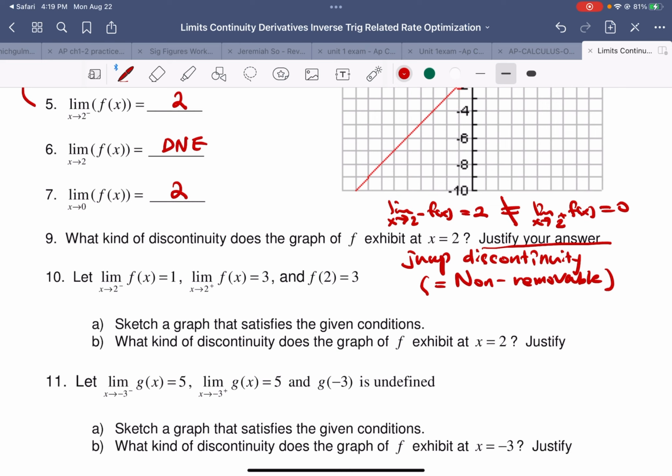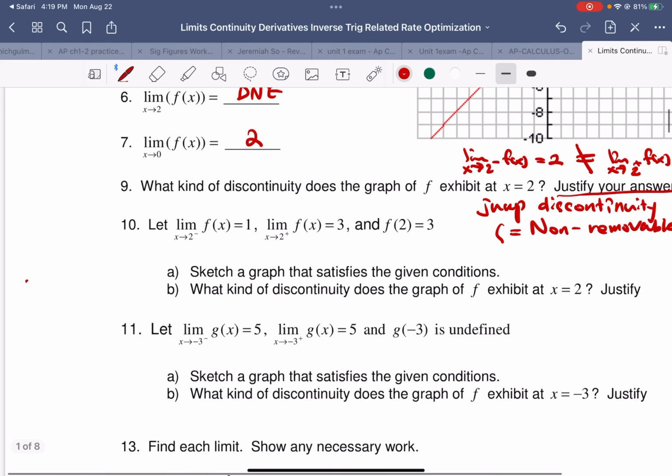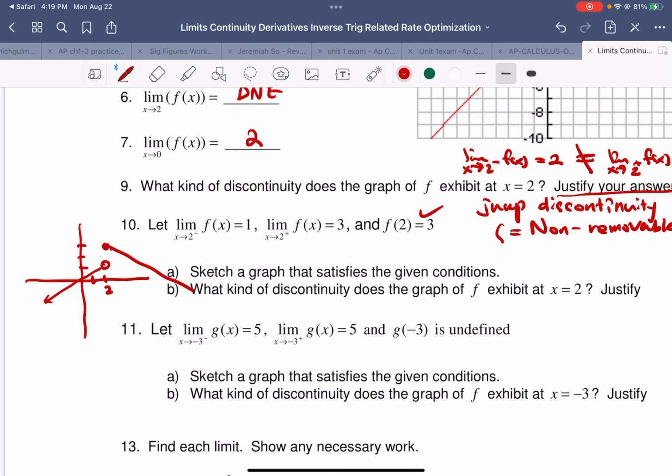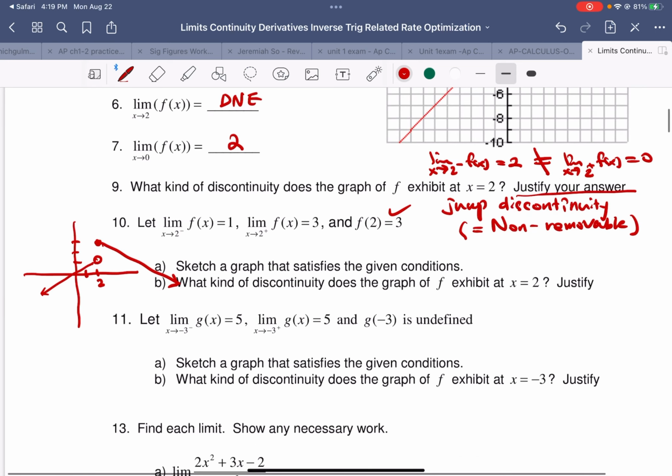So A, sketch the graph. A lot of answers are possible, but one possible answer: when x is 2, the point is 3, right here, that's the point for this. But the left hand side limit is 1, so you can say like that. From the positive side, it approaches 3, so you can say like this. So that's the sketch for answer A.